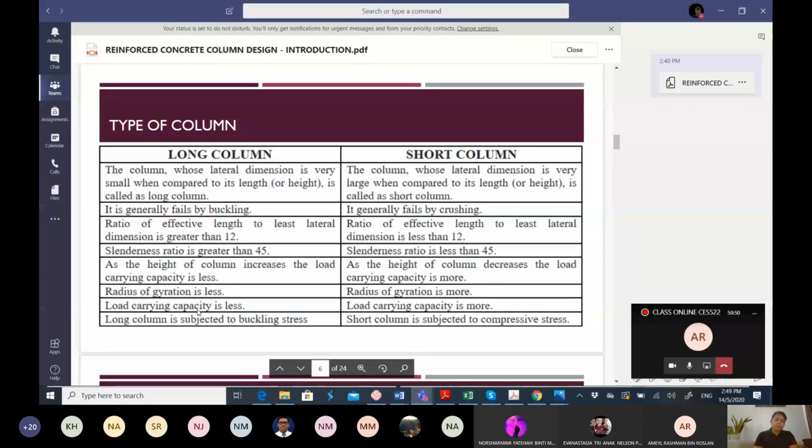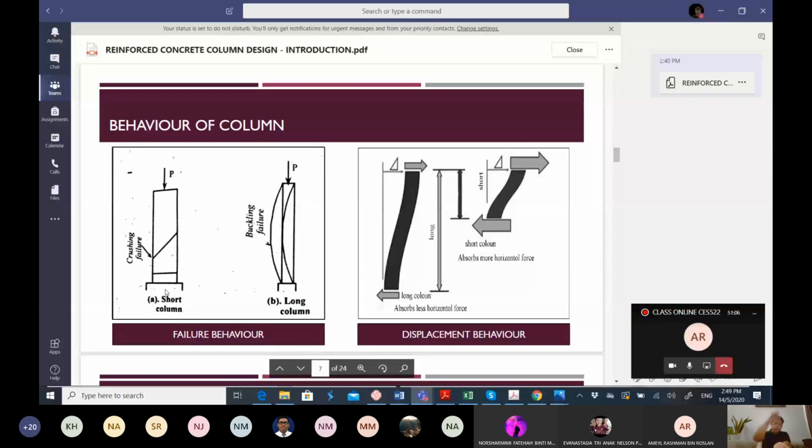Okay, this is the behavior of the column, the failure of the column. This is for the short column. Due to the crush, usually shear occurs, and then it compresses and splits into two. For the buckling, they will have a slender buckling here, because the load comes from here, so it does not fail like this. It fails due to the buckling performance.